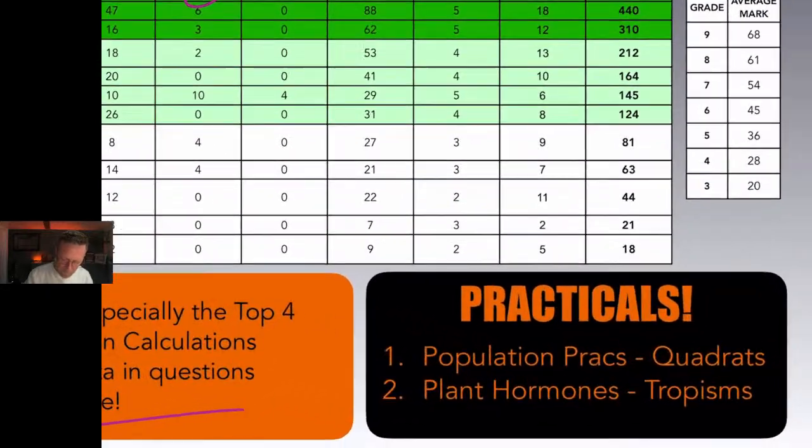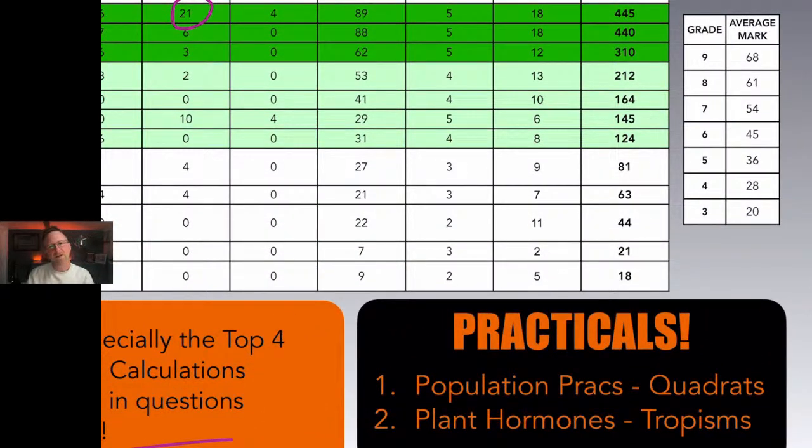Now your 2 practicals are population practice quadrats. I've already mentioned that. Okay, that comes up all the time. So know how to increase the randomness of where you put your quadrats. Know how to calculate the averages and estimate what the population is. And the other one is actually plant hormones and tropisms.